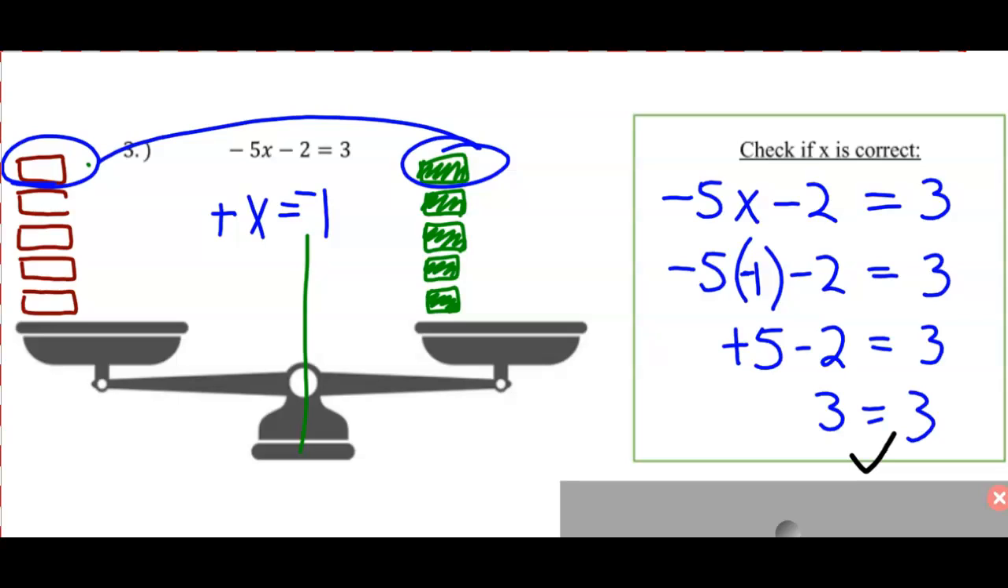It's super important, as you are getting used to this, to check your answer. So you're not doing any math other than plugging in your value for x and then solving over here. So this is not an area to do any math. This is an area to check if your answer is correct. Okay?